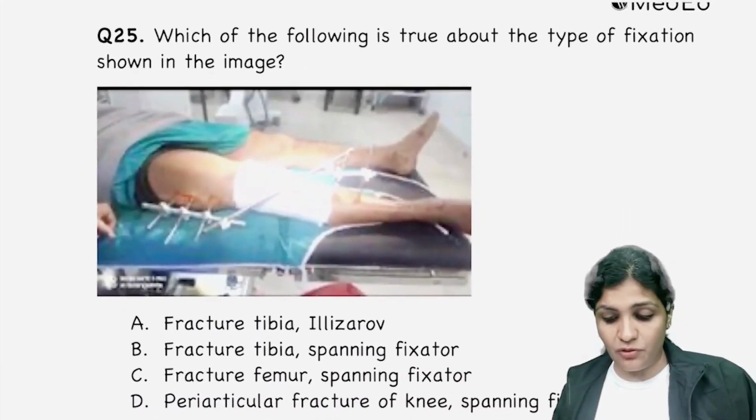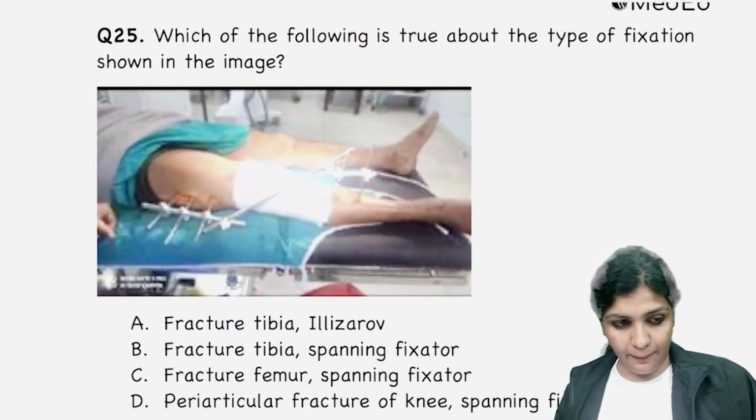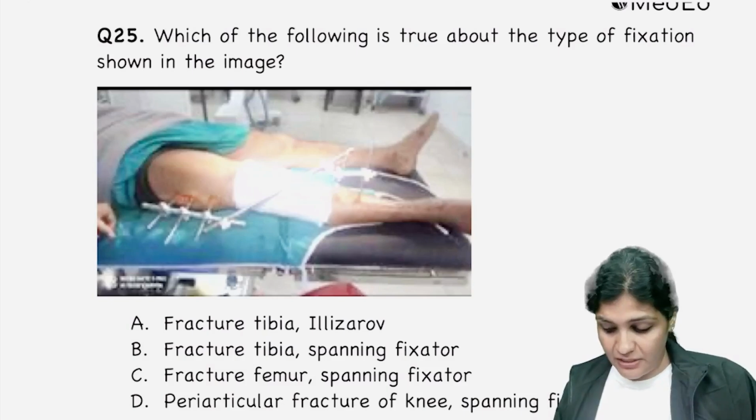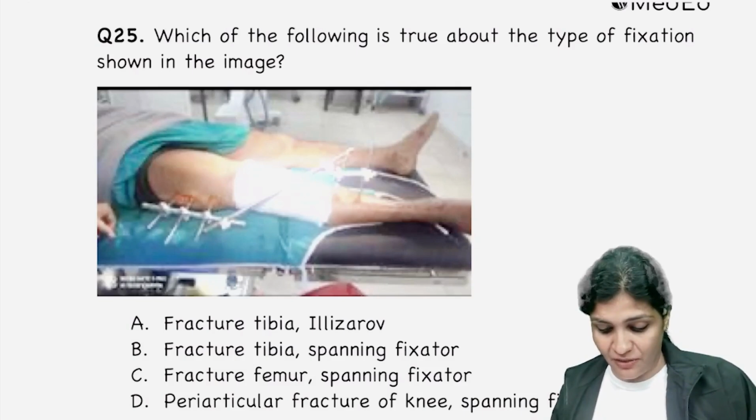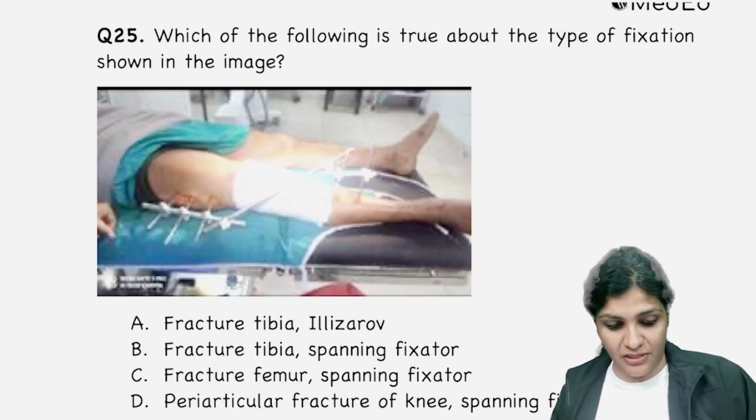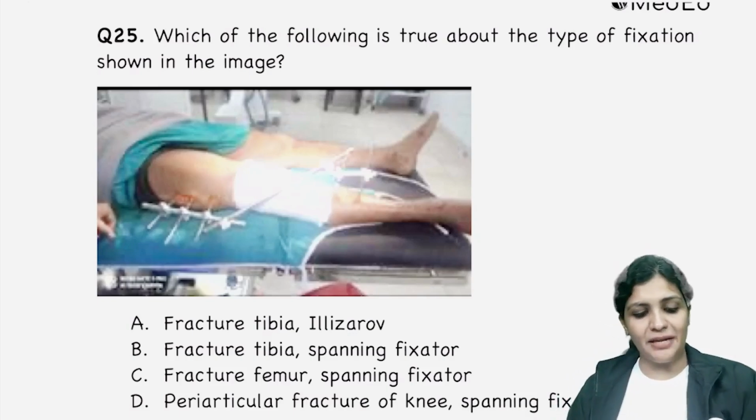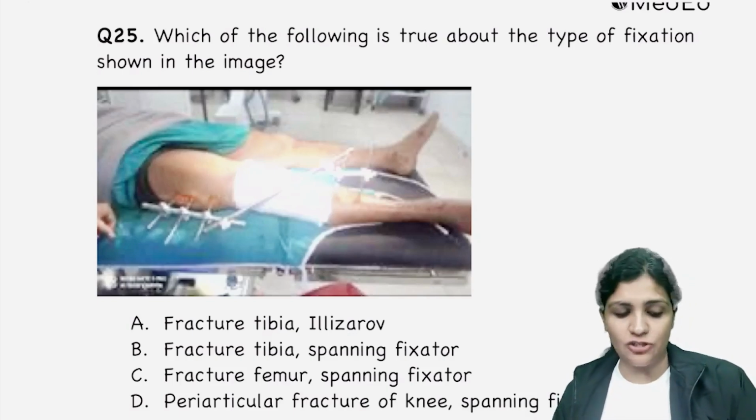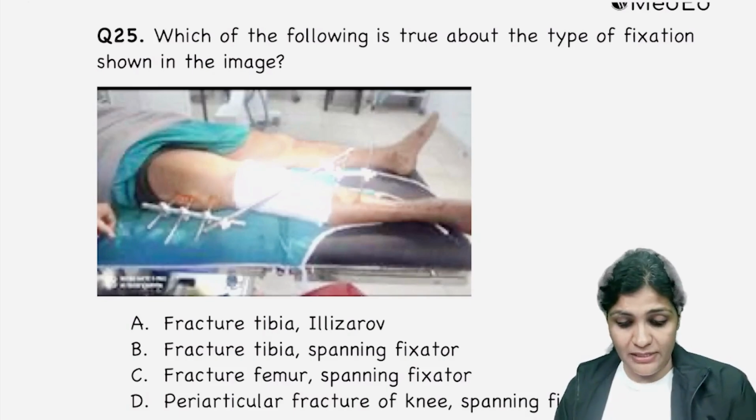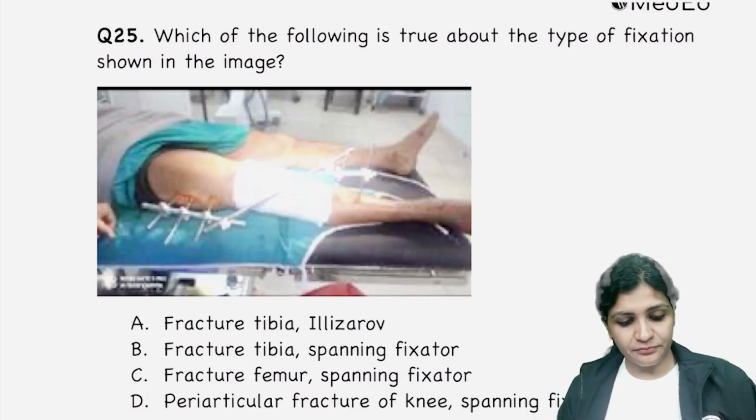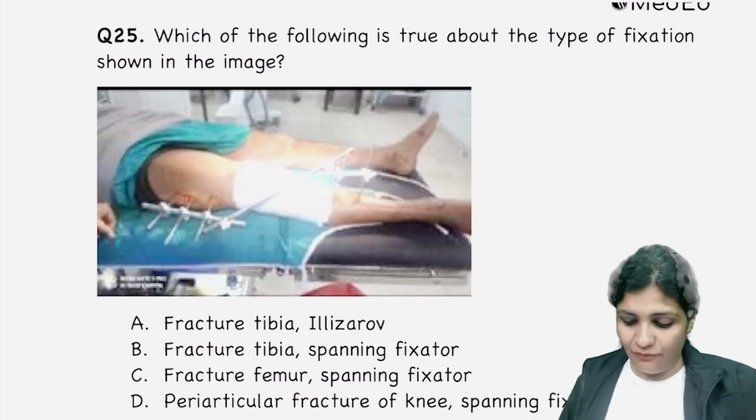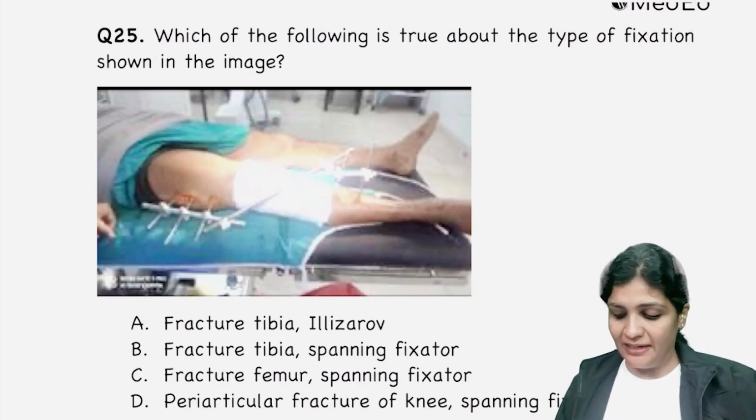The first question, which of the following is true about the type of fixation which is shown in the image? Fracture tibia, Ilizarov, fracture tibia, spanning fixator, fracture femur, spanning fixator, or periarticular fracture of the knee, spanning fixator. Yeah, enchondromatosis plus hemangiomas plus phleboliths is your Maffucci syndrome. What is the 25th answer? D, very good. The periarticular fracture spanning external fixator.